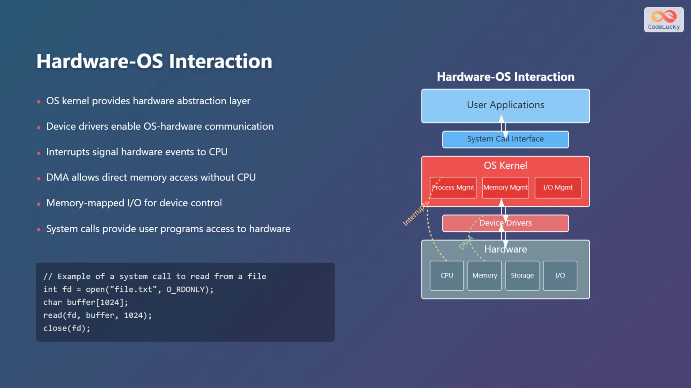Direct Memory Access, or DMA, allows devices to transfer data directly to memory without involving the CPU, improving performance. Memory-mapped I/O is used for device control, allowing the operating system to access device registers as if they were memory locations. System calls provide user programs with access to hardware, allowing them to perform tasks such as reading from a file or writing to the screen.